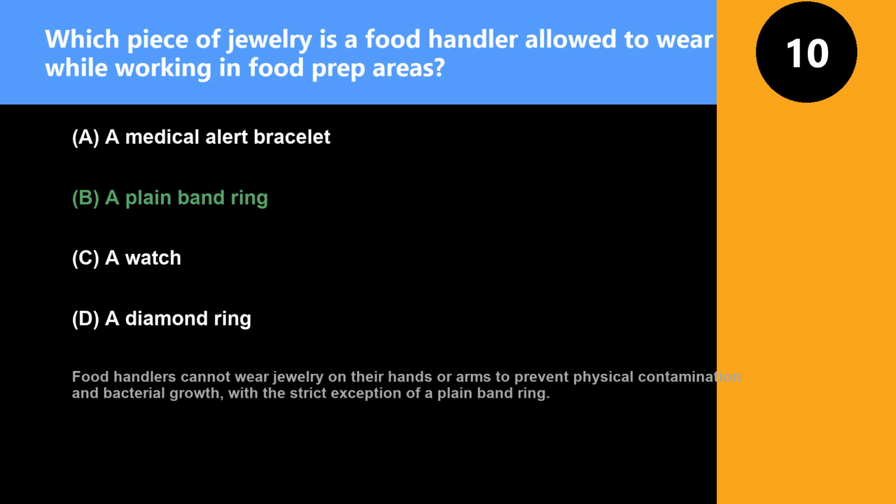Food handlers cannot wear jewelry on their hands or arms to prevent physical contamination and bacterial growth, with the strict exception of a plain band ring.